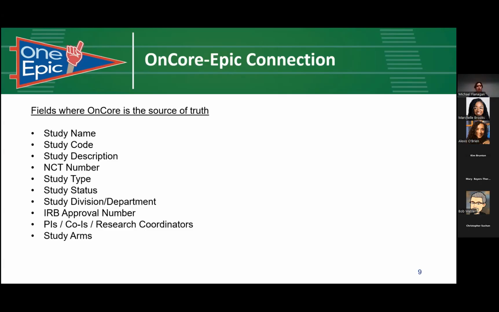The IRB approval number, and then the list of users who will be able to access and work on this study. So the PI, co-Is, research coordinators, and then what study arms are going to be flowing over as well. And then to Kim's point, for those interventional trials, we're also planning to have their study calendars still be the source of truth within Encore and then pushed over to Epic.